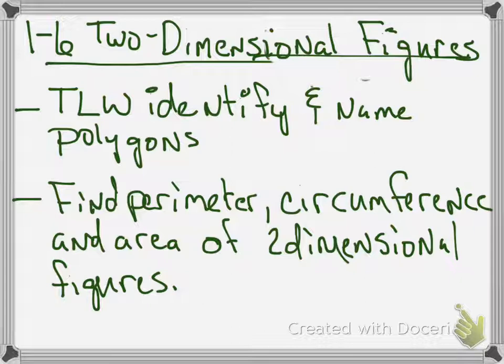Alright, so you're going to identify and name polygons. You're going to find the perimeter, circumference, and area of polygons. Now, keep in mind that I'm not going to do any examples of the perimeter and area. Y'all should know these examples and how to do those, so I'm not going to worry about doing examples here. We'll worry about it in class.